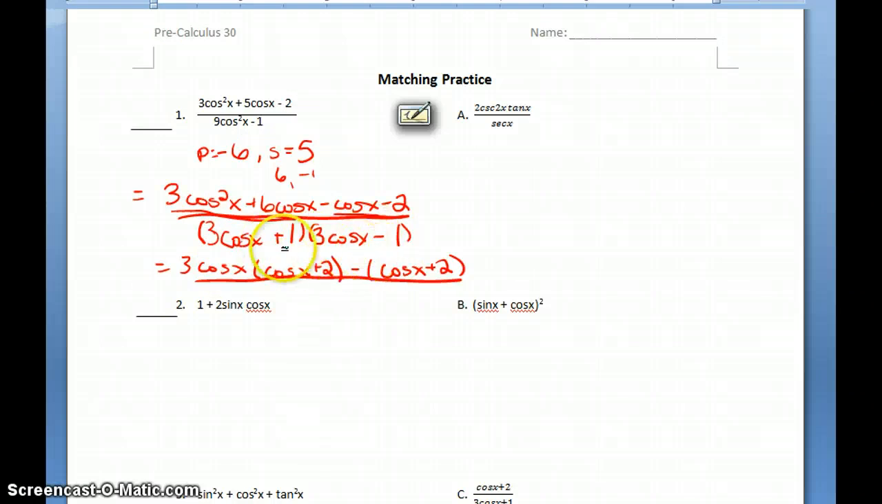And the bottom, we can't do anything with that, so we're just going to leave it as it is. So we have 3 cos x plus 1 times 3 cos x minus 1. Okay, I'm just going to write over here. Hopefully you have some room there. Alright, so from there, let's pull out that common factor of cos x plus 2.